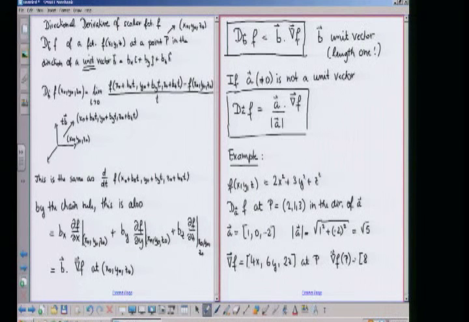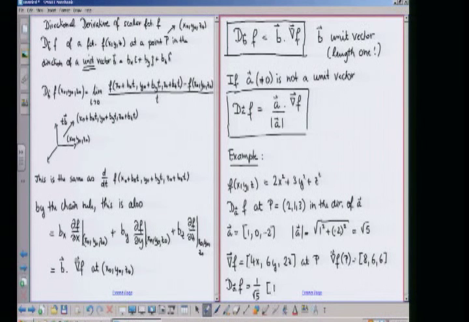And then y is 1, so this is 6. And z is 3, so this is also 6, okay? So this is our gradient evaluated at the point P, and then we can find the directional derivative of f as 1 over the norm of A, 1 over the length of A, right? 1 over square root of 5. And then we have to take the dot product between A and grad f, right?